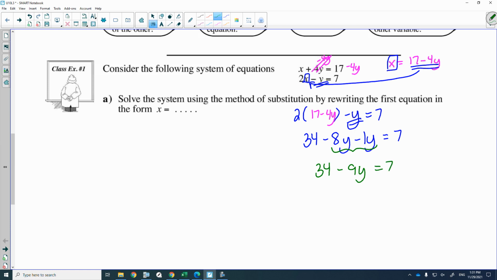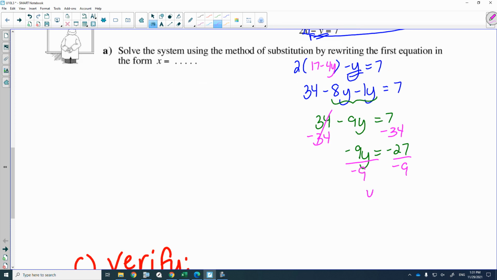There's two ways that you could solve it from here. You could either make y positive, or I'm just going to get rid of this 34. I'm going to subtract 34, subtract 34. I'm going to keep y where it is. So negative 9y is equal to 7 minus 34, which is negative 27. And then divide that by negative 9 and this guy by negative 9, and you have what y is. Y is equal to 3.